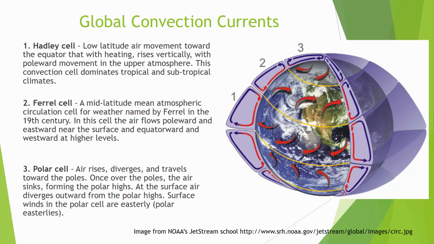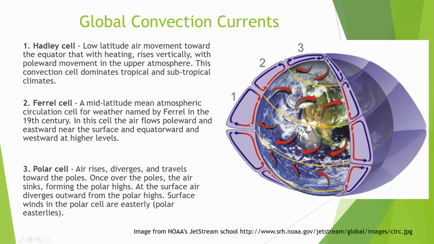And again, this is still kind of summarizing it in a simplified manner, but you can just think of there's three different primary convection currents on Earth. There's Hadley cells. These are the convection currents that tend to dominate in the low latitude areas.